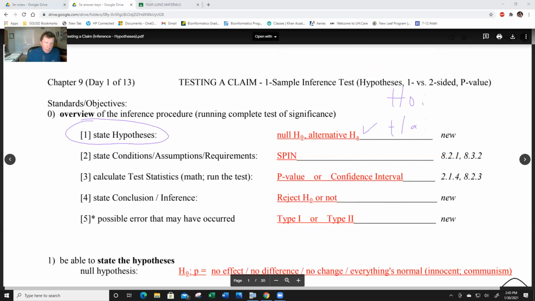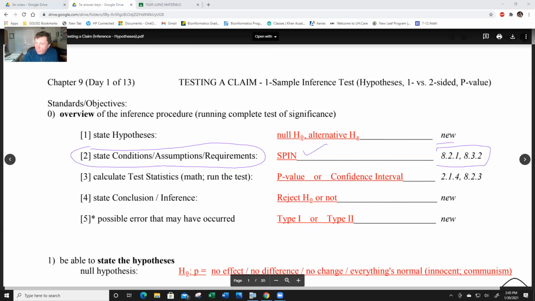It's very, very easy to do. Okay. Then we've talked about this in the previous chapter. You have to go through, did you have a legitimate study taking place to try to overturn HO? Did you do a legit study? And that's that SPIN acronym. And you notice that is not new. That is something we did in the previous chapter.